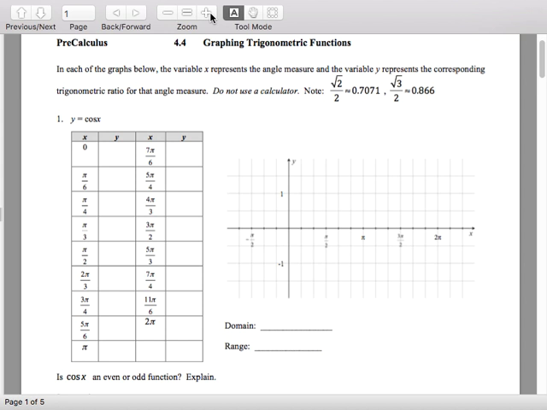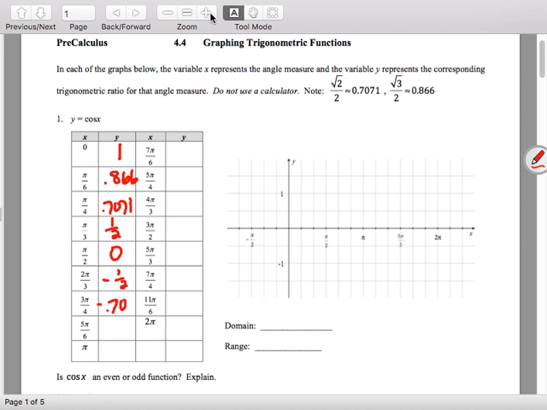So when I ask you to do cosine, the cosine at 0 would be 1. The cosine of pi over 6 is radical 3 over 2, so that's your 0.866. Pi over 4 is radical 2 over 2. Pi over 3 is 1/2 or 0.5. Pi over 2 is 0. Then when you're going around the circle, 2 pi over 3 has a reference angle of 60 degrees, but it's in the second quadrant, so that's your negative 1/2.